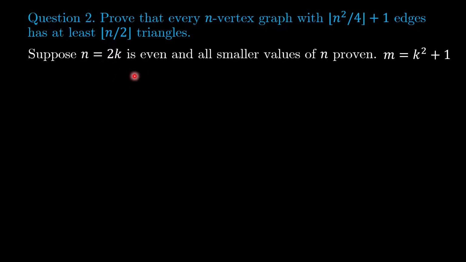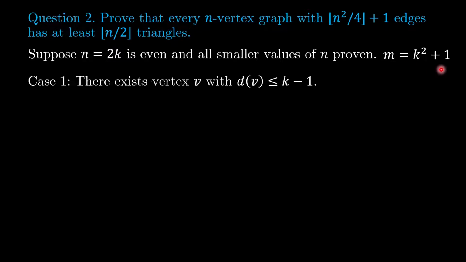And now for the other case, suppose that n is equal to 2k, an even number, for the n we are currently proving, and all smaller values of n have been proven. In this case, substituting in this expression gives the number of edges to be k squared plus 1. Actually, we need to consider a further subcase. So again, we try and see if there is any vertex with a small degree. So in case 1, we just assume that this is the case. Assume that there is a vertex v such that its degree is at most k minus 1.